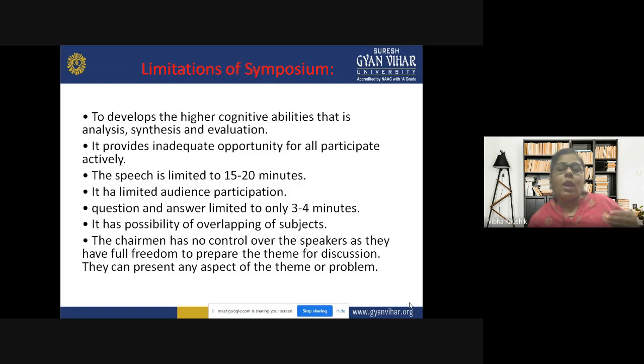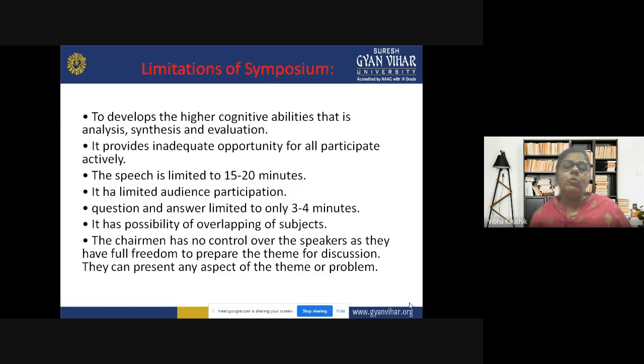The question answer session has to be held after the discussion has been made, after the experts have given their speeches. It is limited to only 3-4 minutes, which means only 3-4 minutes are allotted for the question answer session. It has the possibility of overlapping of subjects while we are conducting a symposium.